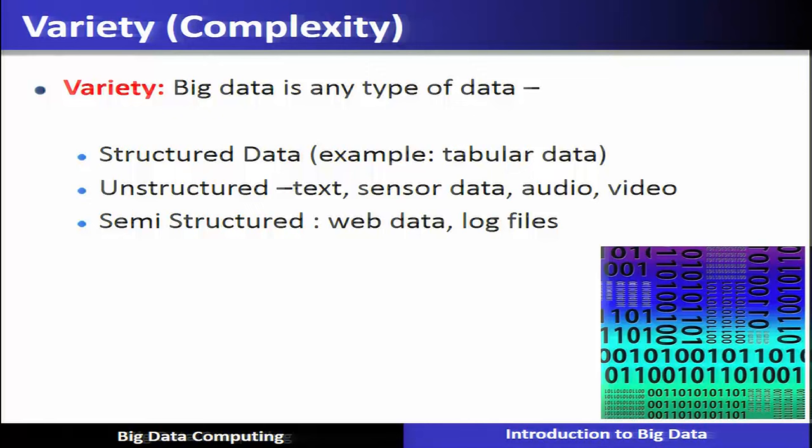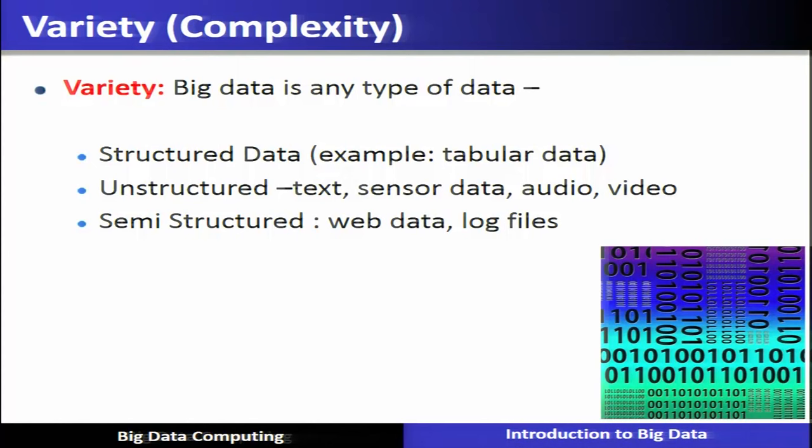That is, a lot of variety is there in the data, which becomes unstructured. Semi-structured is, for example, XML. So web data, which is captured in the form of XML, forms semi-structured data. All these different varieties, structured, unstructured, and semi-structured data, add complexity to big data, which is called the variety.